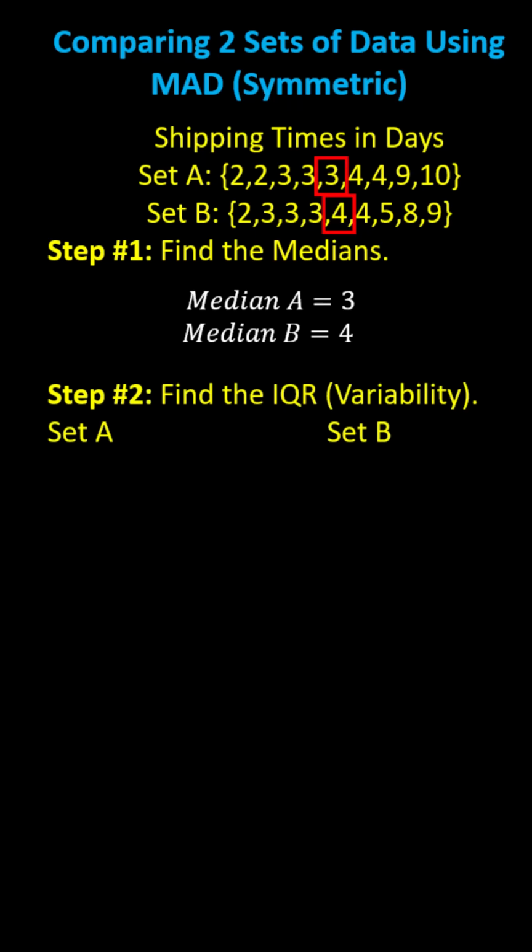Step 2, we find the interquartile range for both sets of data, which is quartile 3 minus quartile 1. Quartile 1 is the median of the lower half of the data set. Quartile 3 is the median of the upper half of the data set. Looking at set A first, notice quartile 1 is going to be the mean of 2 and 3. Quartile 3 is going to be the mean of 4 and 9.